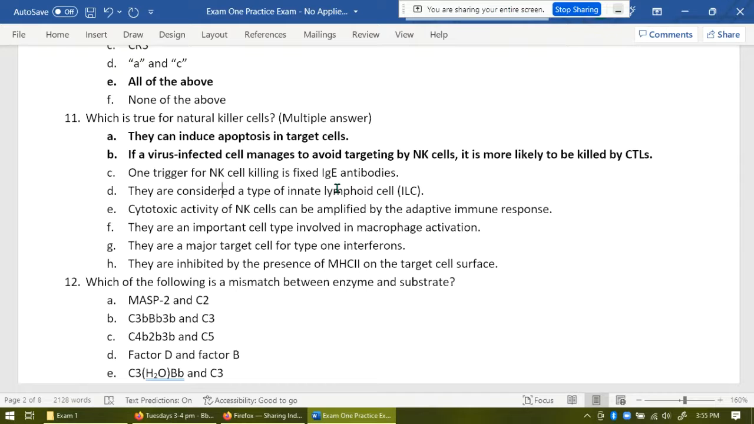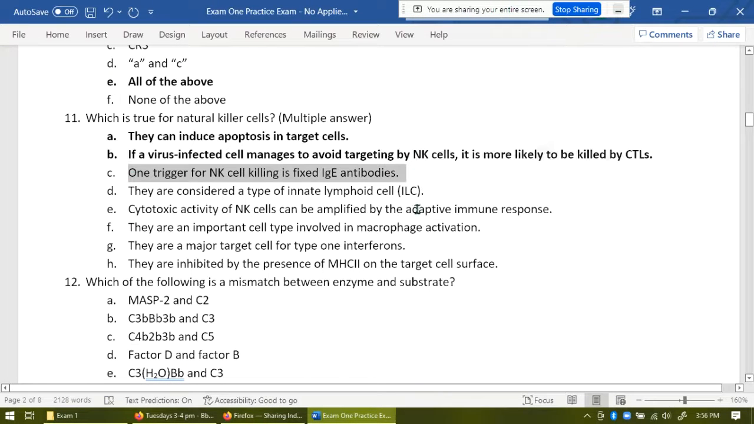If they downregulate MHC1, they're going to be killed by natural killer cells. However, if they don't downregulate MHC1, then they're going to be targeted by CTLs. CTLs are specific for MHC1, okay? So they're kind of screwed either way. These two cells work together to make sure that target cells are killed regardless of MHC1 expression.